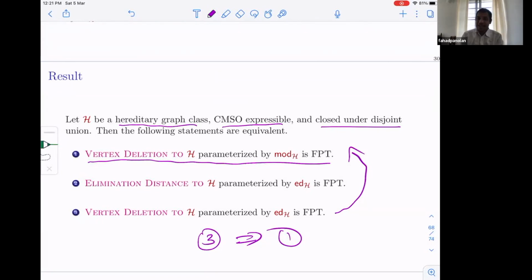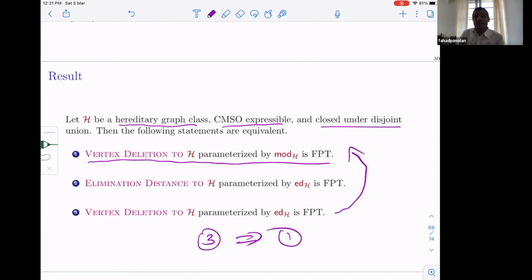And H being a hereditary graph class, CMSO expressible, closed under disjoint union, these are simple properties, and for many graph classes this holds. For example, we have seen topological minor free, F free. If H is a chordal graph, it holds. If H is an interval graph, it holds. If H is a bipartite graph, it holds. If H is such that every connected component is either a planar graph or a bipartite graph, this property holds.